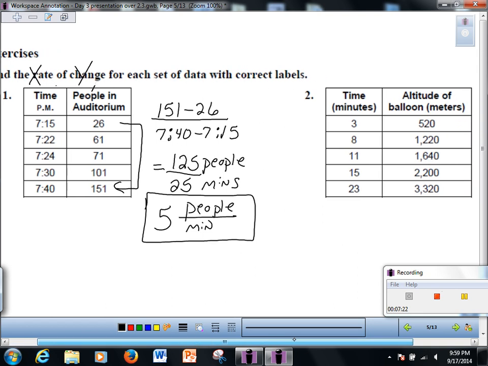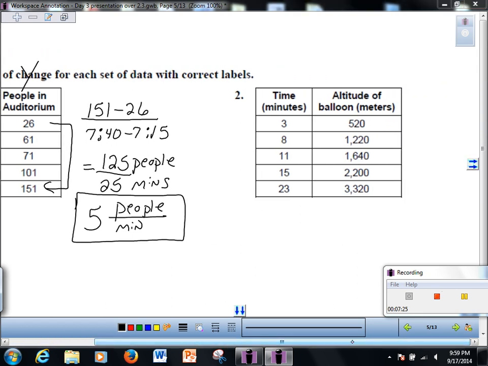Look at your number 2 then. If you would, put an X here and a Y there. And then look at your chart to see what kind of data we're working with. This column is the altitude of a balloon in meters. This is the time. So picture this. You have a balloon and you let it go. It's filled with helium or something. So it's rising up into the air. I'm going to ask you, how fast is it rising?